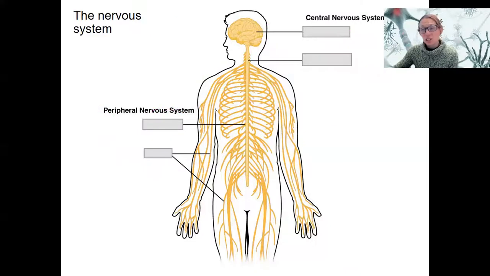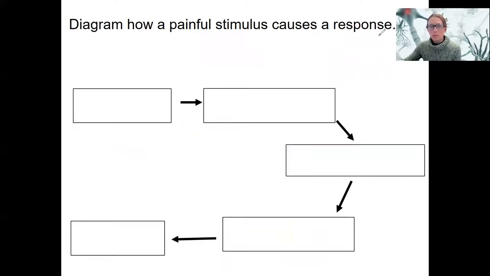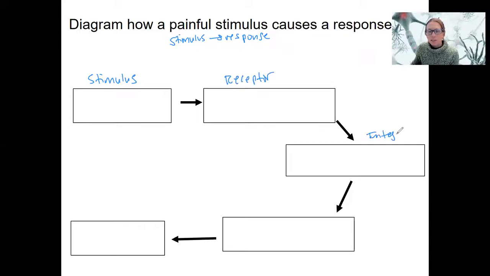Now we are going to kind of switch gears, bring it together later, to kind of learn what we already know about stimulus response pathways. So could you draw a diagram to show how a painful stimulus causes a response? Of course you could. This is a stimulus response pathway. So this is going to be our stimulus. This is going to be our receptor. This is going to be our integrator, our target, and our response. This is not going to be feedback, but it's got the same components.